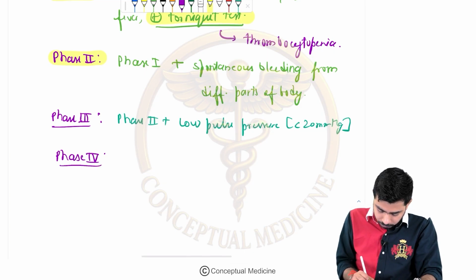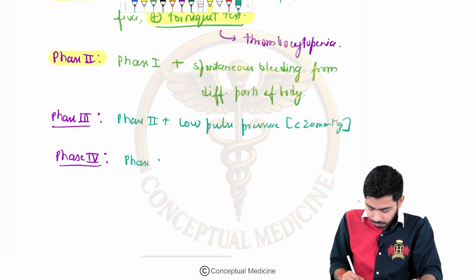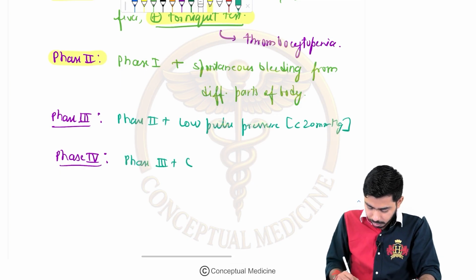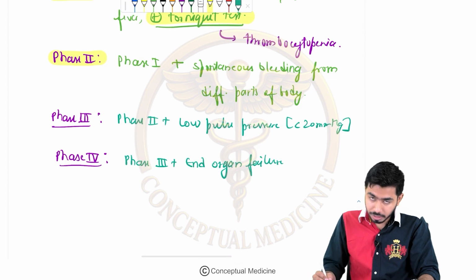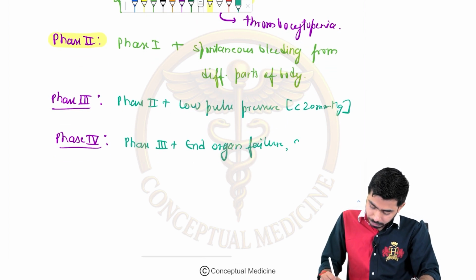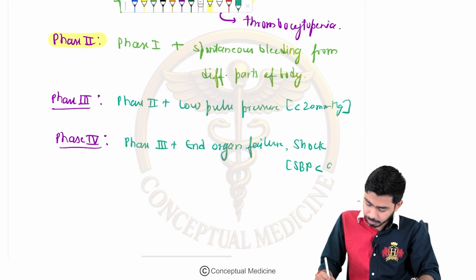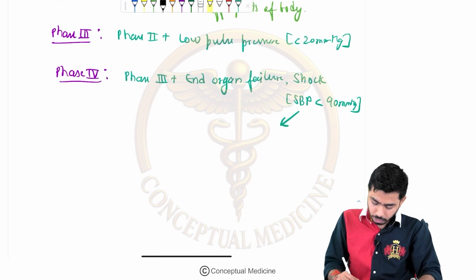If you talk about phase 4, here the phase 3 symptoms will be present. With that, end organ failure might be there in some patients. So it is a very dangerous phase, guys. Let's say kidney failure might be seen, for example, right? The patient might be in shock, where the systolic blood pressure might be lesser than 90 millimeters of mercury, and if that is happening, then we call that dengue shock syndrome.